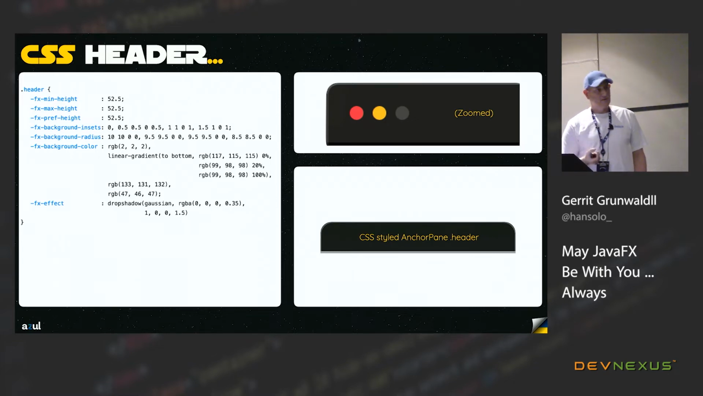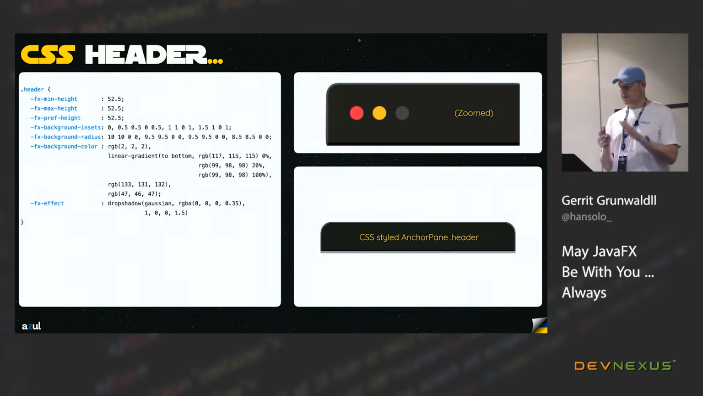Then we have the background insets. And I told you it's 4 layers. And you see the first one is 0. And then we have insets by half a point. And then another one and another one. So these are the 4 layers.